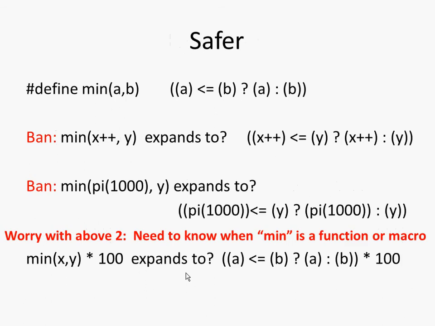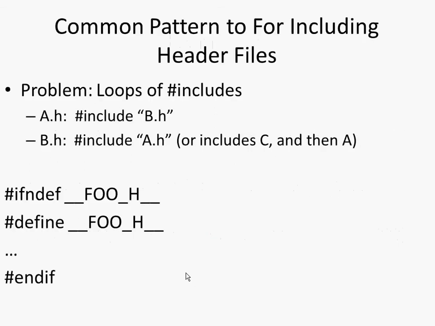I talked about loops here, and there's this convention of using this thing here to prevent loops in inclusion. So that if A.H includes B.H and vice versa, you don't get an infinite loop. You have this at the beginning of each one. If not def A.H, the A underbar H, then you define it, and that prevents it from being included more than once. Okay, that's just something you see.